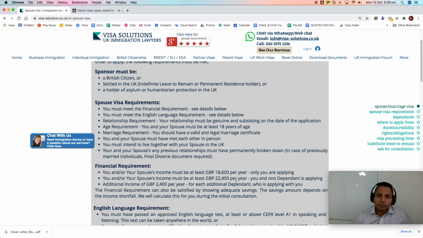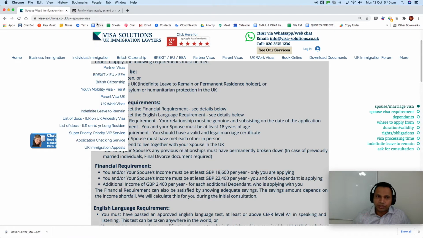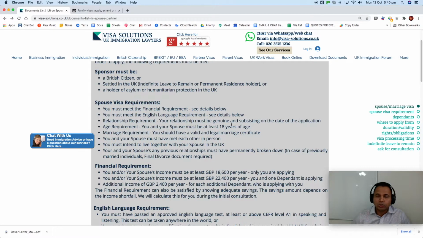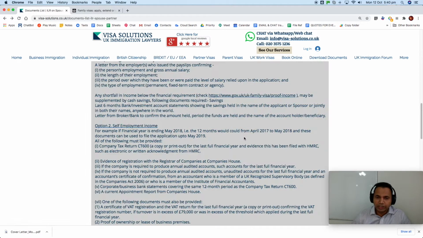This time, since you're applying for indefinite leave to remain, you don't need to multiply that 18,600 by 2.5. So if you're only using your savings, then the amount would be 18,600 per year plus the 16,000 base amount. So it would be 34,600. That would be the minimum savings required to show if you're not using any other source of income.